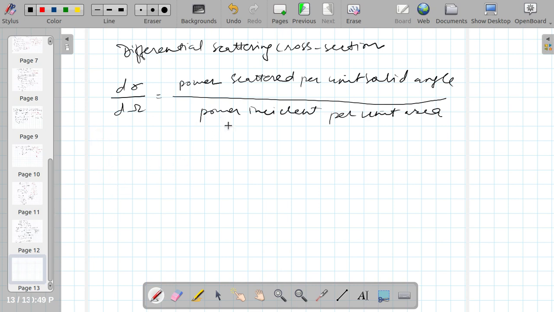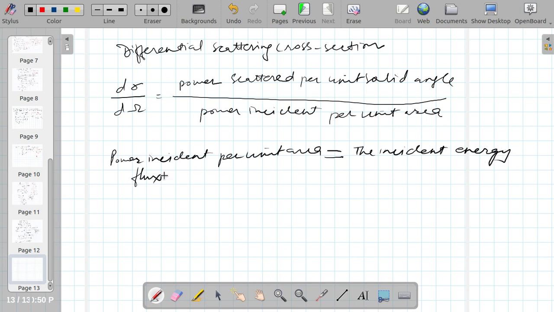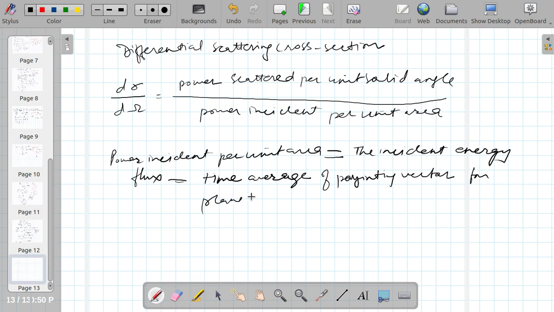And power incident per unit area can be defined in terms of incident energy flux, which is the time average of the Poynting vector for a plane wave, and this is simply equal to C over 8 pi E naught mod square. So this is the value of this one.